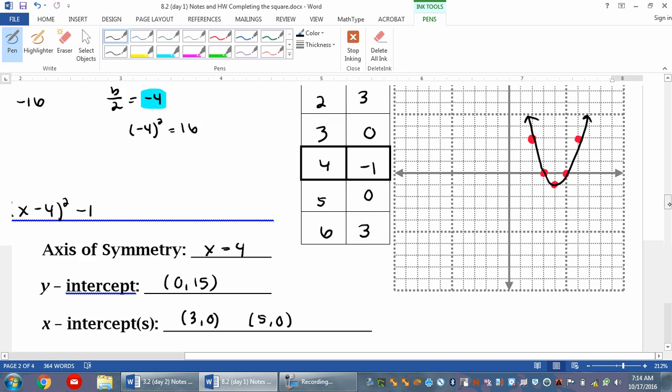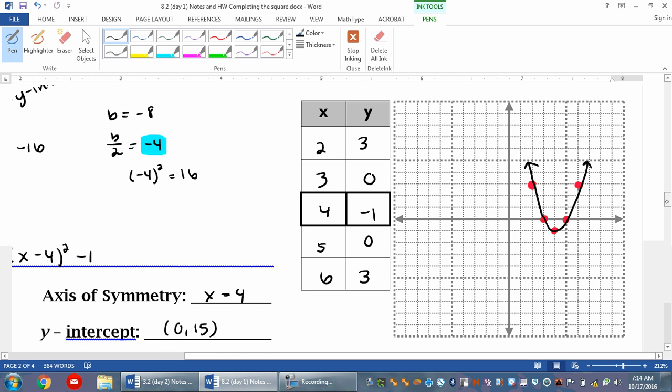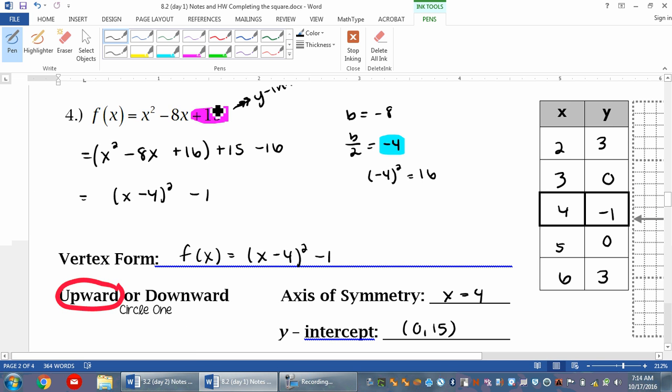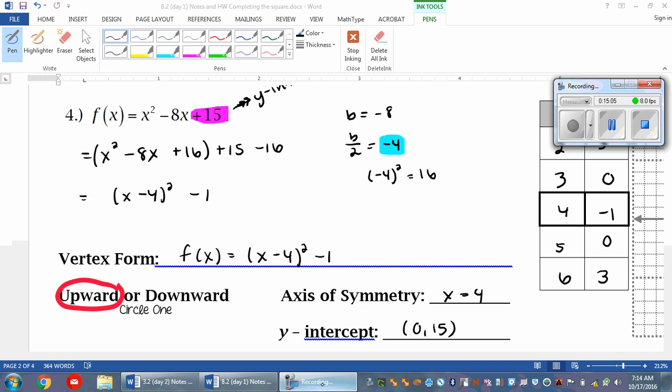When I go ahead and graph this, here's the table, and here's what my graph is supposed to look like. I have two x-intercepts, one at 3, 0, one at 5, 0. Now if you notice my y-intercept, it's going to keep going up and up, so it's eventually going to cross the y-axis up here. If you remember, it's always going to be that c value. So the y-intercept is 0, 15. Alright, please go ahead and stop the video and complete the homework.